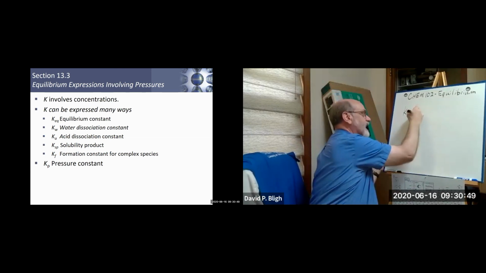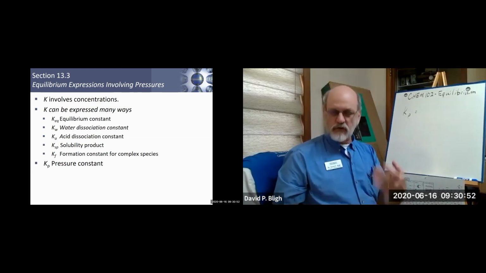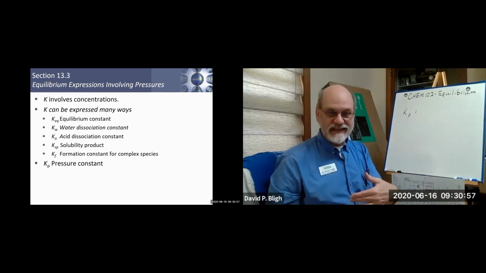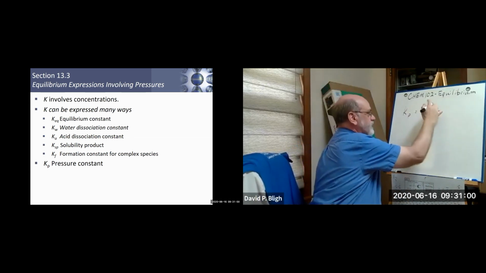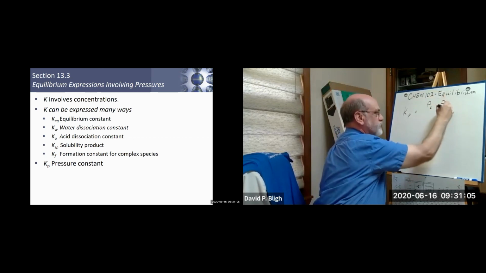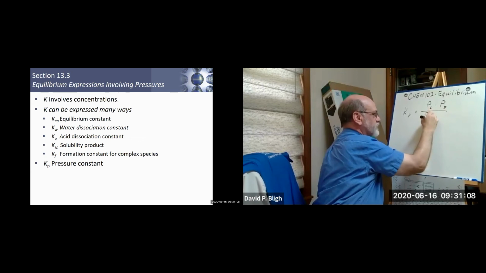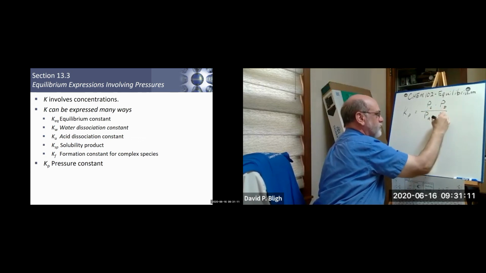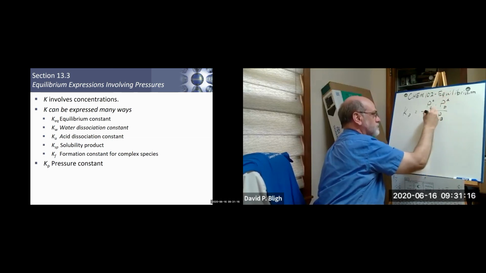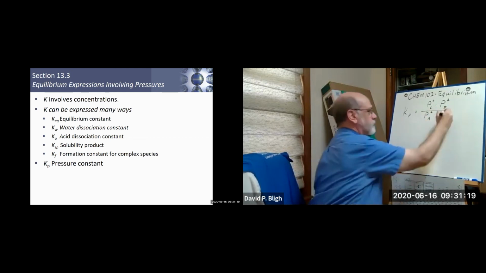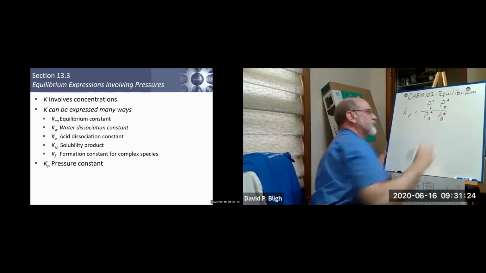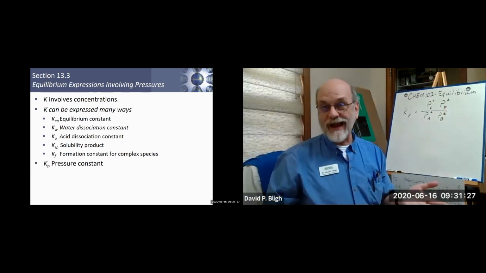So in that case, using our former example of A plus B yields C plus D, then we would need the partial pressure of C times the partial pressure of D divided by the partial pressure of A times the partial pressure of B, and each one of these would be to the power of its coefficient. So this would be a case where we would not need the square brackets, right?